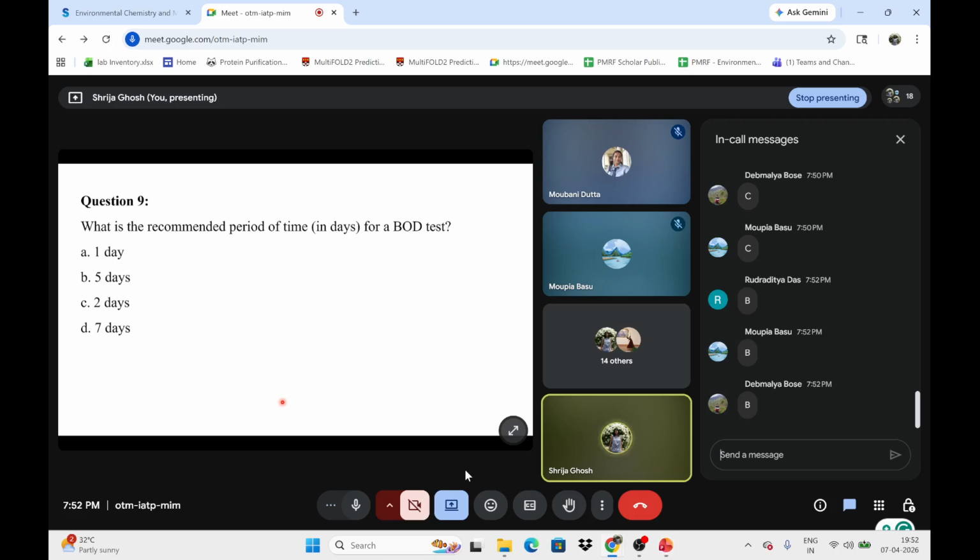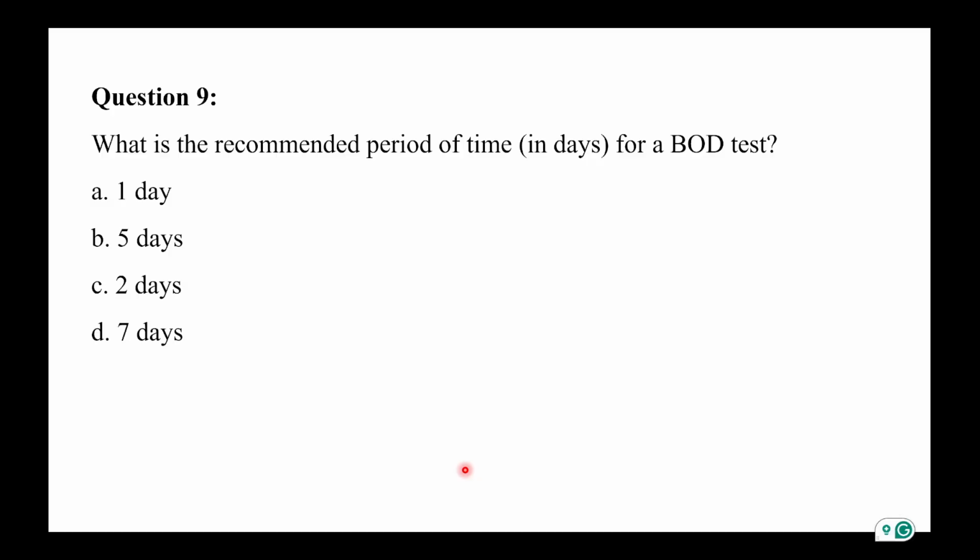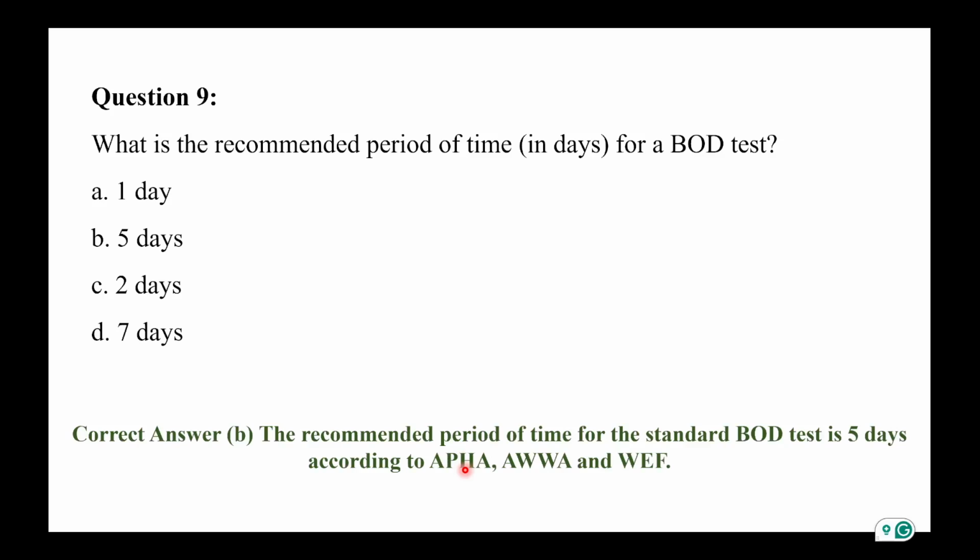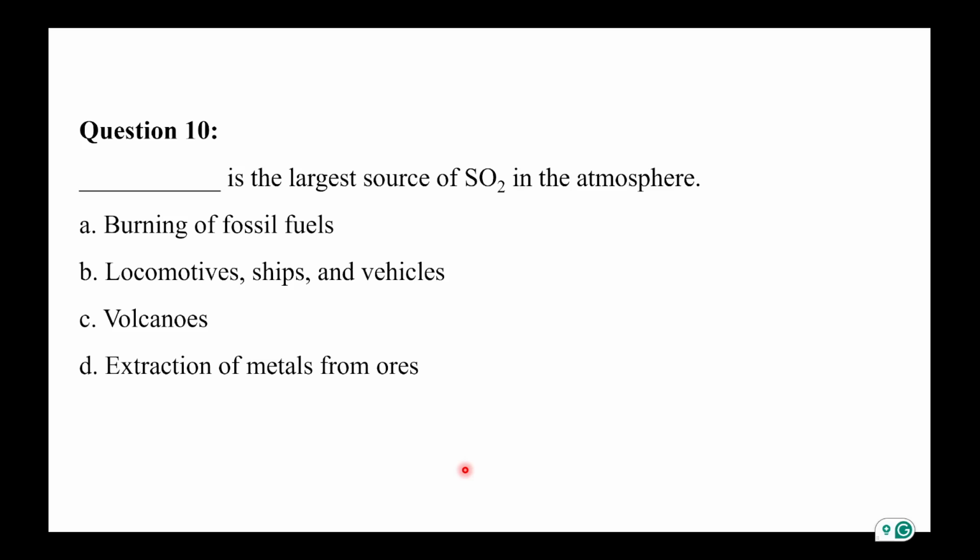Okay, I already have three answers here. Option B, 5 days, that is the correct answer. So the recommended period for the standard BOD test is 5 days. BOD is biochemical oxygen demand. Whenever we have to test a water sample and check the BOD of any sample, we need to wait for 5 days for the complete procedure. Okay, so this is just a theoretical question.